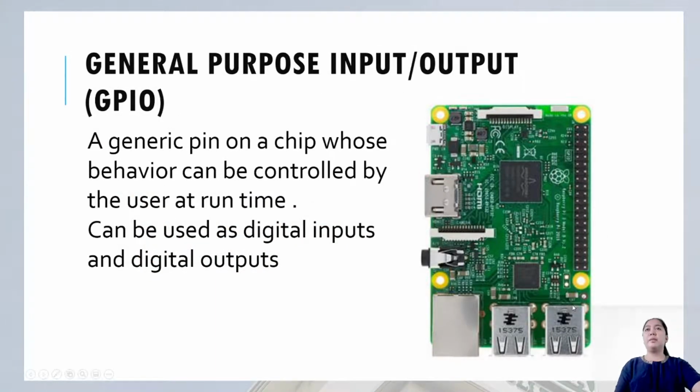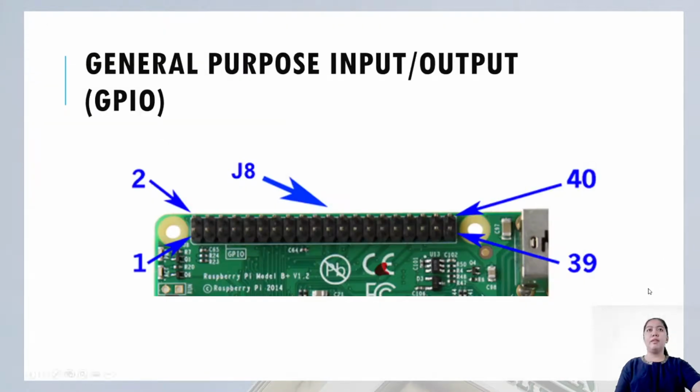GPIO, or General Purpose Input-Output, is a generic pin on a chip whose behavior can be controlled by the user at runtime, and it can be used as digital inputs and digital outputs. The Raspberry Pi 3 Model B board contains a single 40-pin expansion header labeled J8, providing access to 28 GPIO pins.